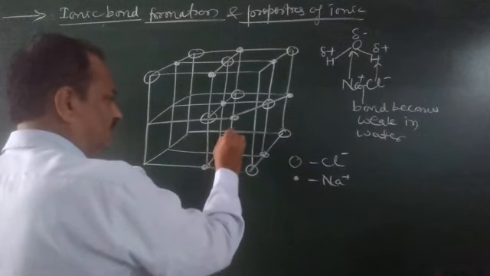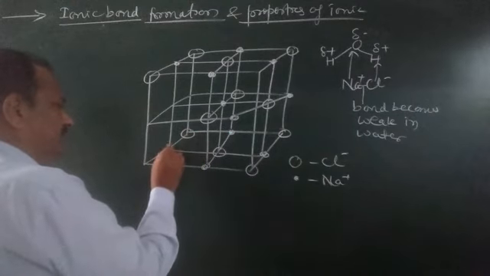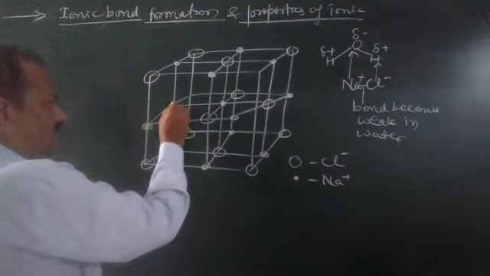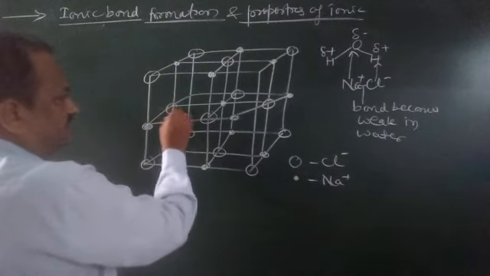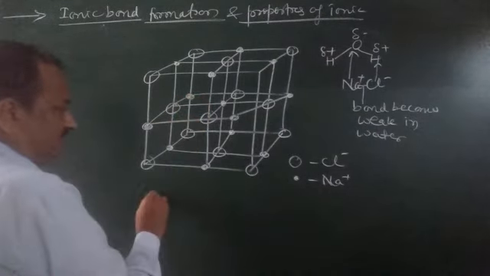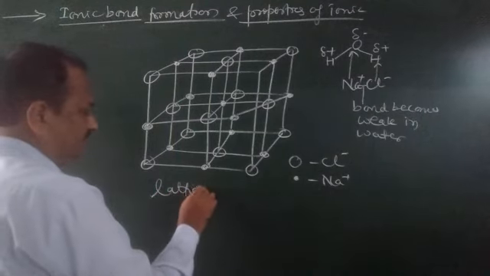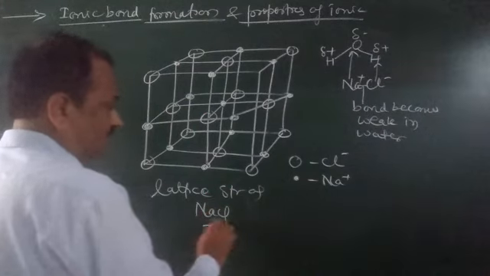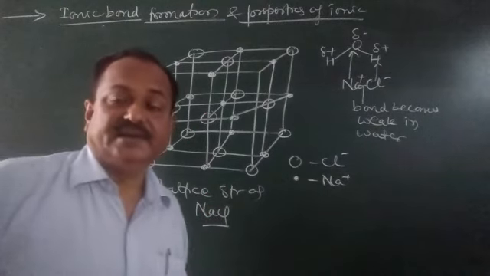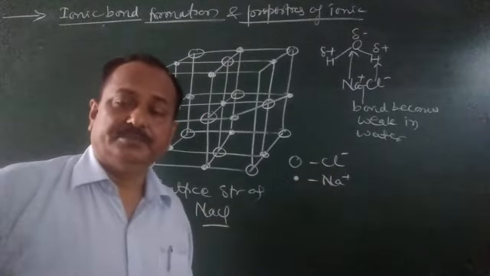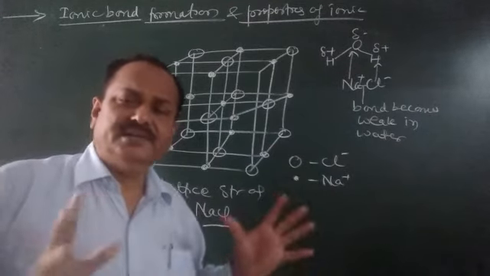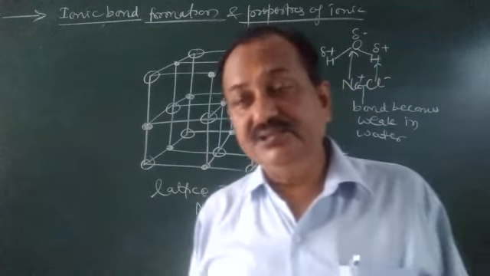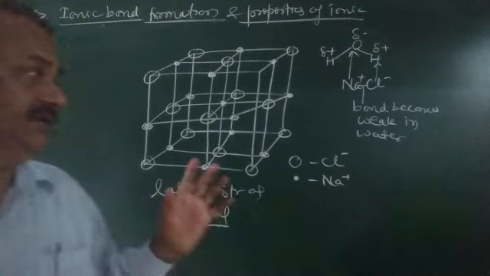So we draw like this, and this is how they appear completely. And so this is nothing but the lattice structure of NaCl. So you can imagine the unique character, the unique behavior of ionic compounds. All the ionic compounds invariably have the same type of internal arrangement. So this is all about the ionic compound.